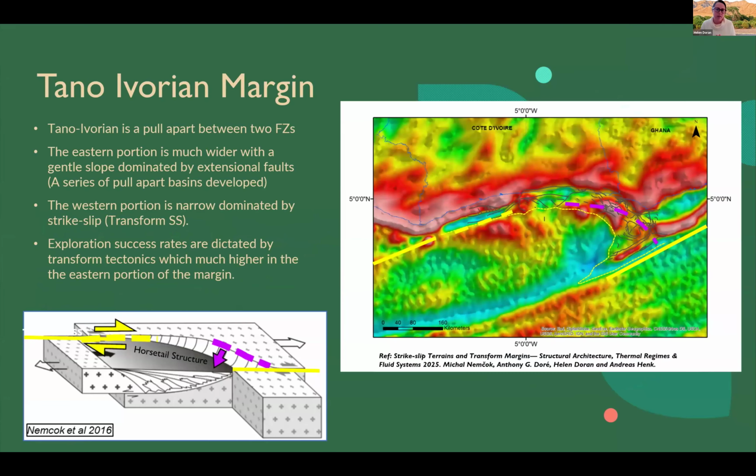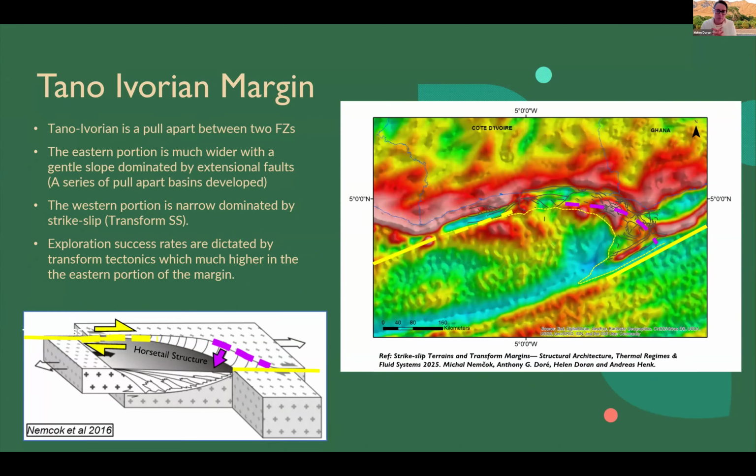Okay, and the basin that I'm going to show today is the Tano-Ivorian Basin. And it's a really classic example of a pull-apart basin. It's situated between the Romanche and the St. Paul fracture zone. And the setting makes it a really unique natural laboratory to study transform margins because the kinematic evolution is coeval with the deposition of the key petroleum systems elements. So it's really obvious the link between the two, whereas on other margins, it's a lot more subtle.